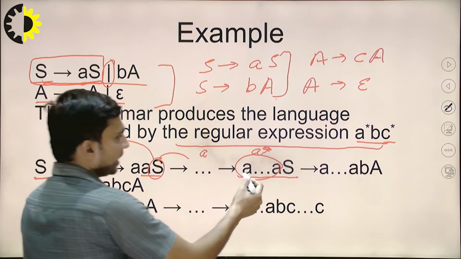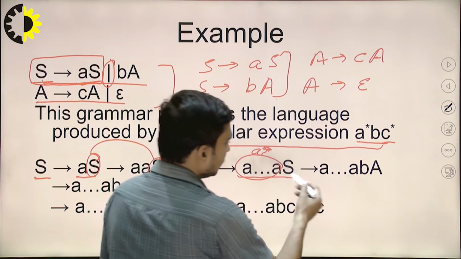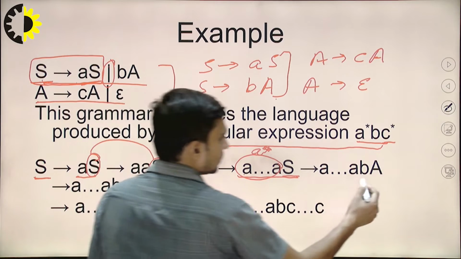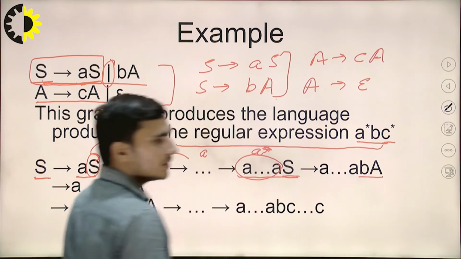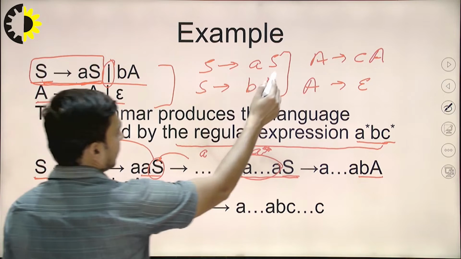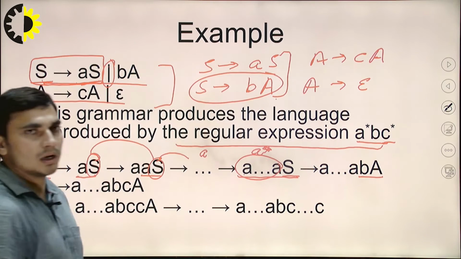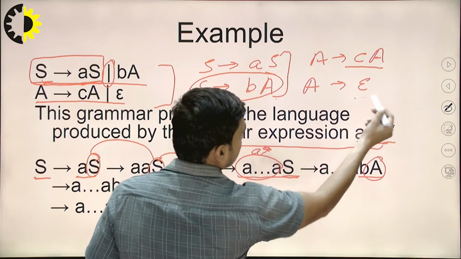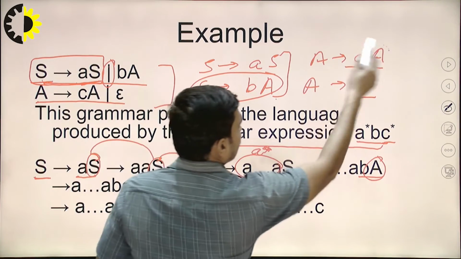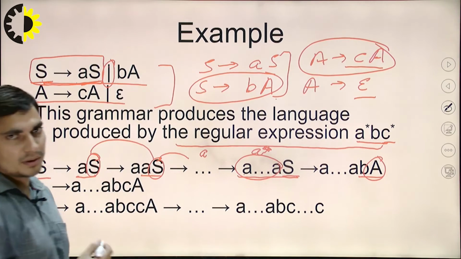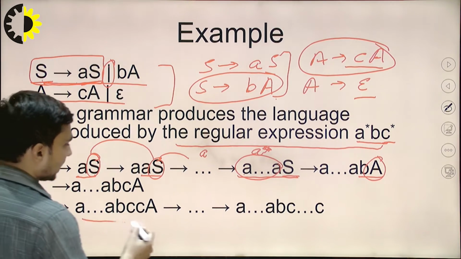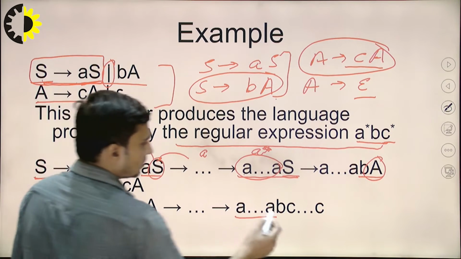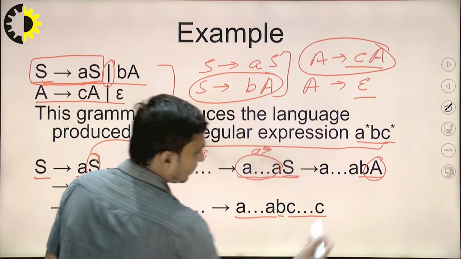So, we have A* S, and now we are just replacing this S by small b A. So, now we are applying this second production rule, and now this A can be replaced by either CA or epsilon. First we apply this production rule a number of times, so that we will have a string with a number of A's followed by B, then a number of C's.